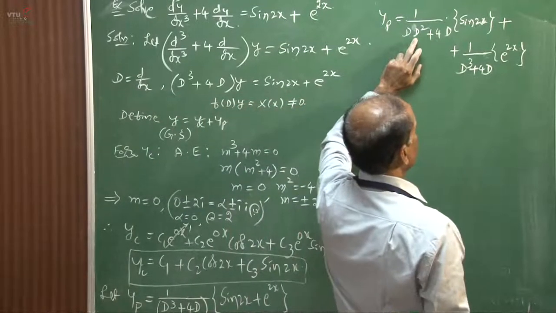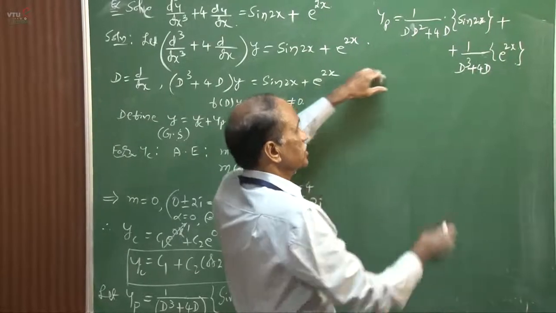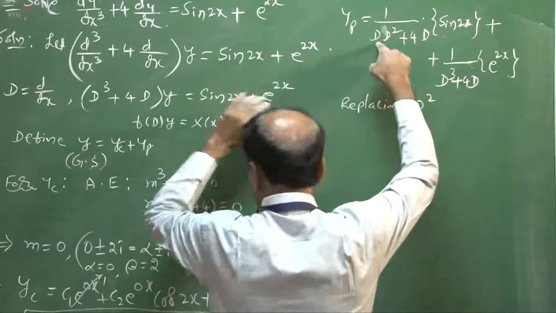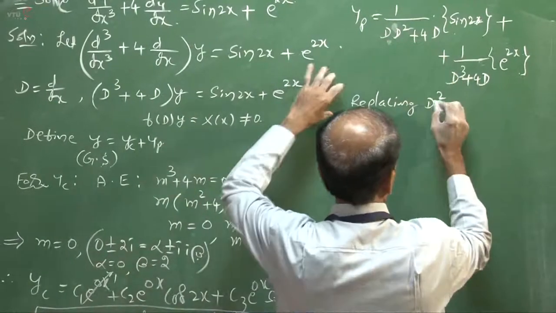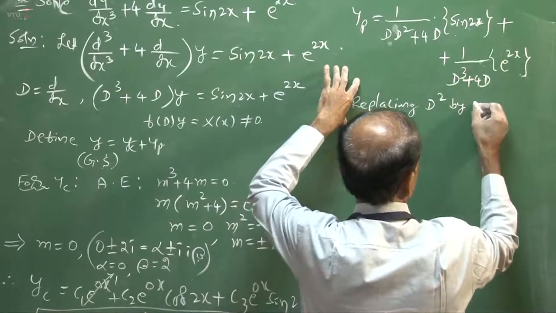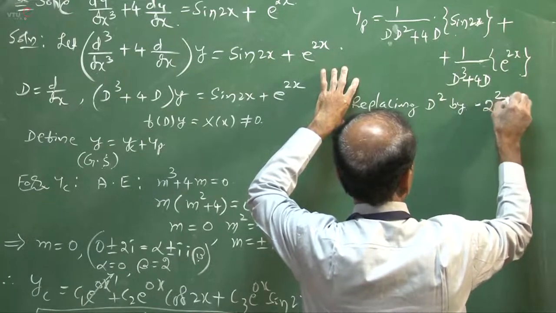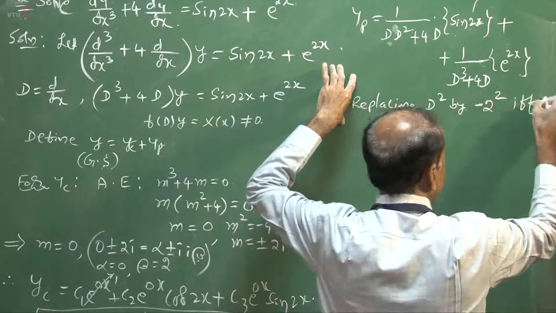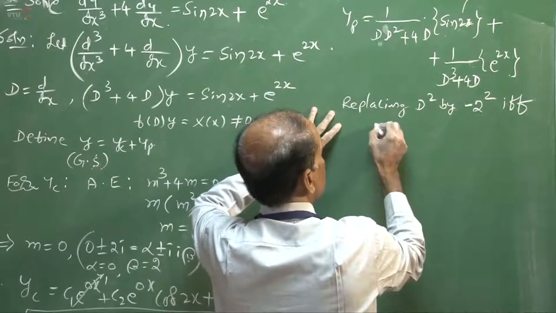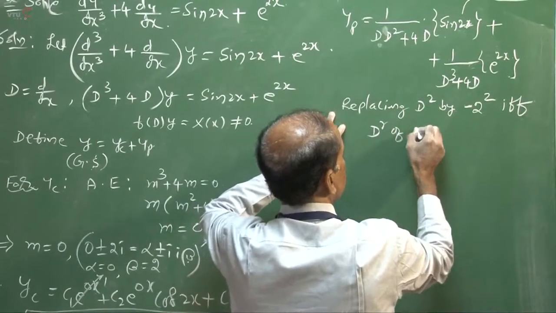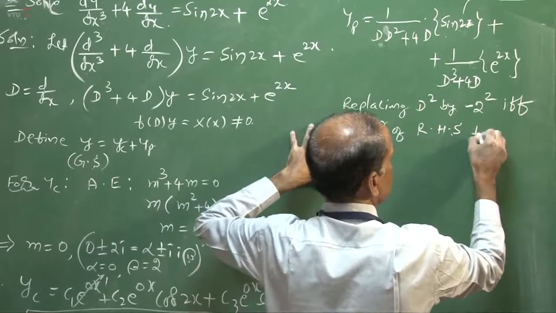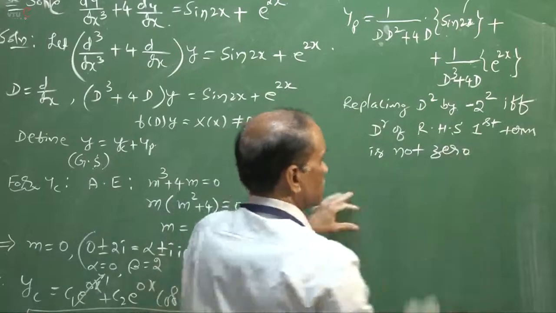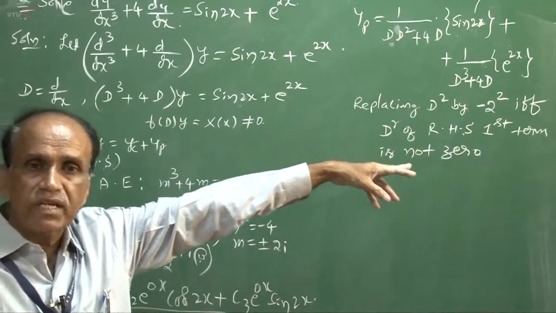So first of all, we will write the solution with respect to the trigonometric function. Here in the first one, I have written this d cube as d into d square, so replacing d square by minus of 2 square, since here a is 2, if and only if the denominator of the RHS first term is not 0. That is our condition, that it should not become 0 after the replacement of d square by minus of 2 square.